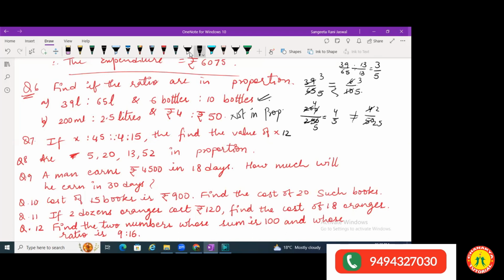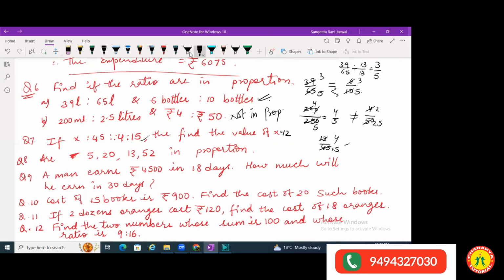Okay, so if this is 12, then 12 is to 45: 3 fours are 12 and 3 fifteens are 45. So that's 4 is to 15. Yes. Okay, this is 12. And what about this one?